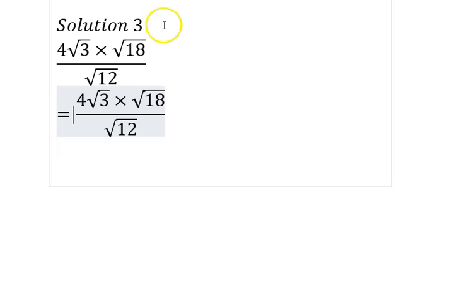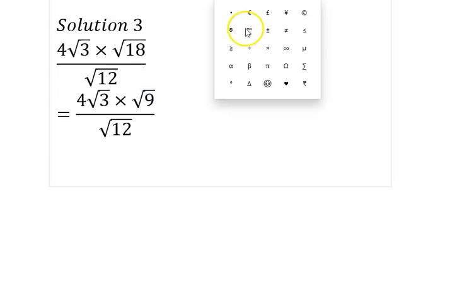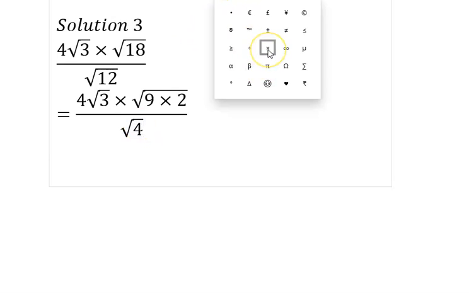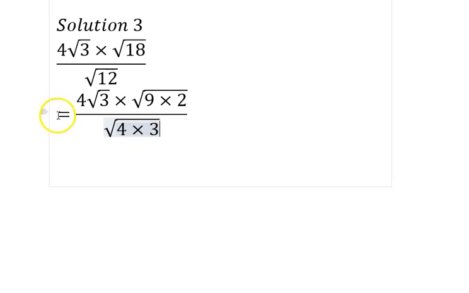As usual, we can split 18. 9 times 2 will give us 18 because 9 can give us a perfect square. Beautiful. And for 12, 4 times 3 can give us 12 because 4 can give us a perfect square. Awesome.